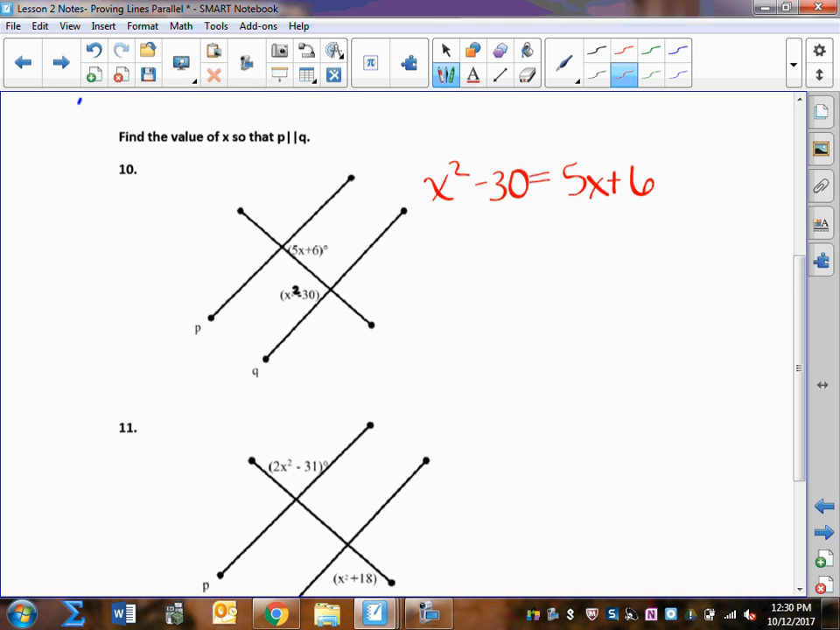Now, anytime you see that squared and the power of 1, that should hint to you factor, factor, factor. So I'm going to move everything to the left. I've got x squared minus 5x minus 36 equals 0. Do we agree there? Yes. We need two factors that multiply up to negative 36 and add to negative 5.